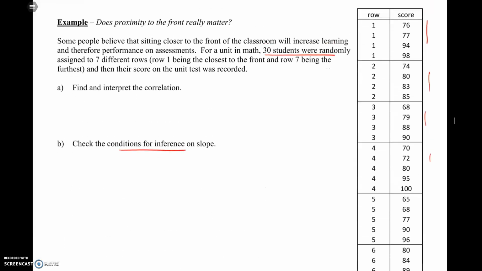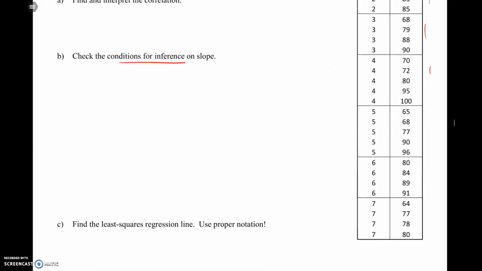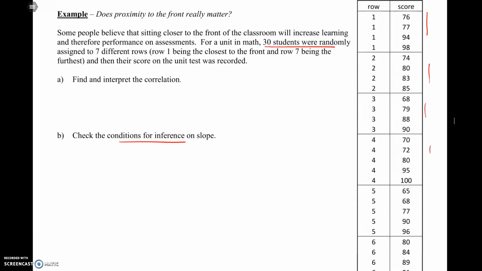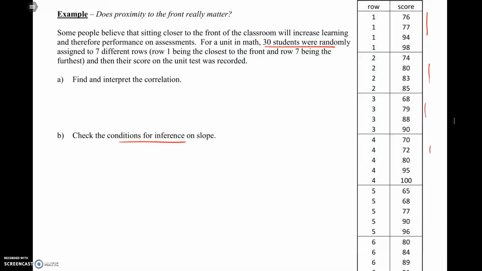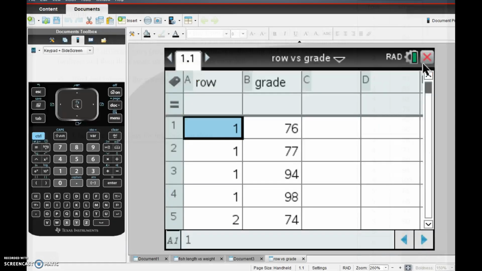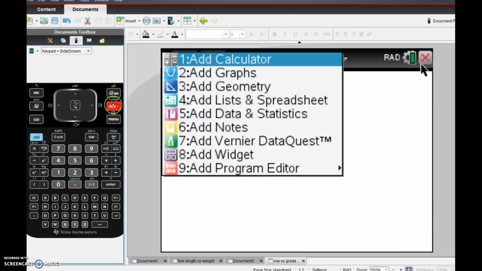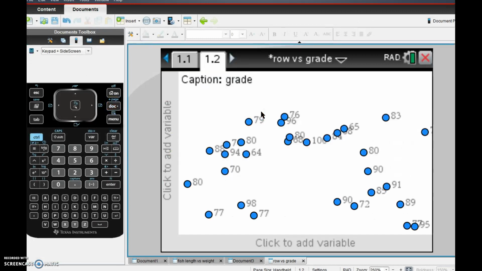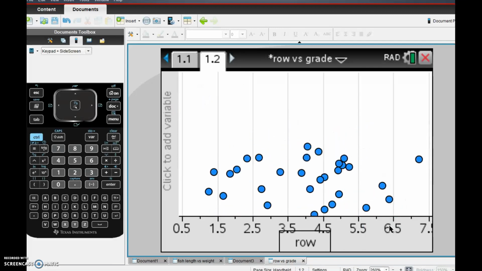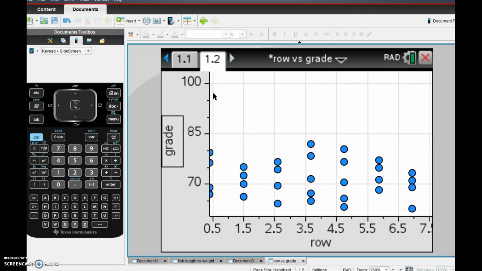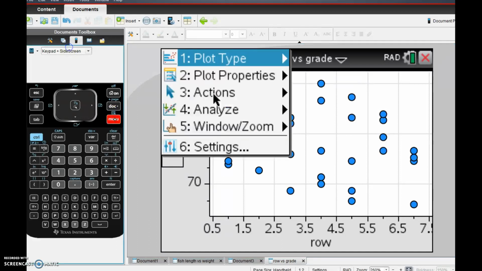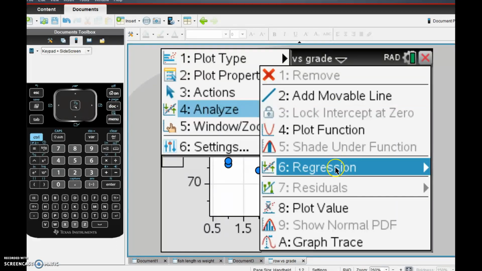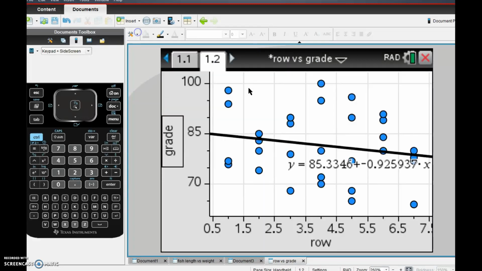Okay? And if you want to type this in your calculator, you can. I've already got it in my calculator, row and grade. Find and interpret the correlation. So that's the R value, the correlation coefficient. On the calculator to get that, we're going to create a scatter plot. I want to use row to predict a student's grade. Let's do the regression analysis. Let's do a linear model. Looks like a linear model is appropriate.